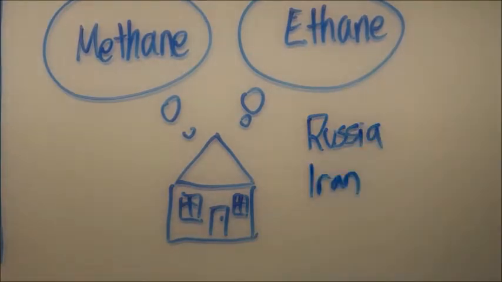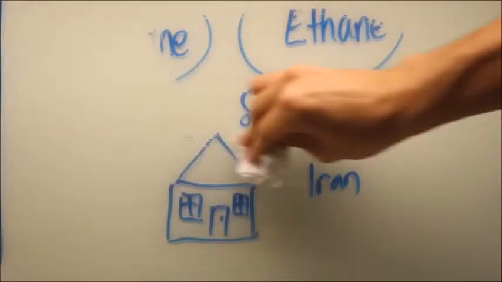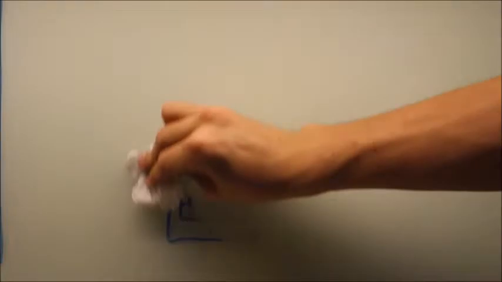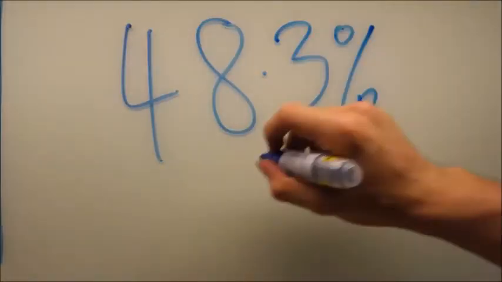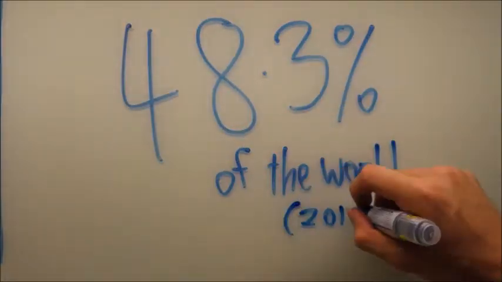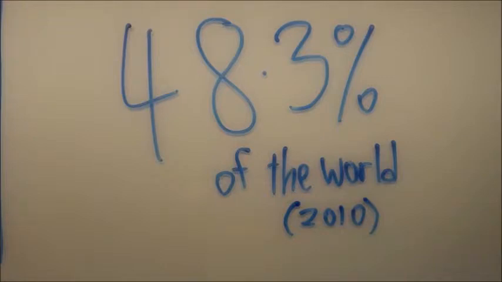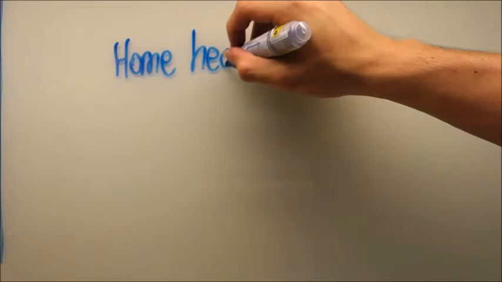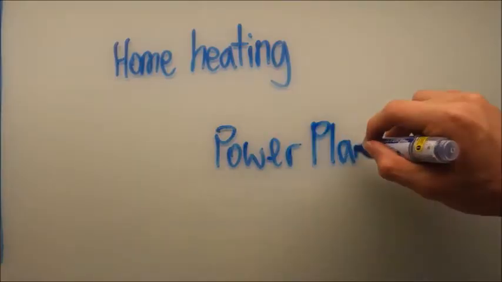Coal is created by compressed organic matter. It is solid and is obtained via mining. Out of all the countries, China produces the most coal. According to the Statistical Review of World Energy, they produce an astounding 48.3% of the world's coal in 2010, followed by the United States, who produced a mere 14.8%. Coal is most typically used in home heating and the running of power plants.